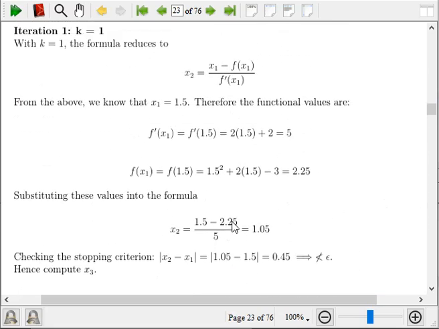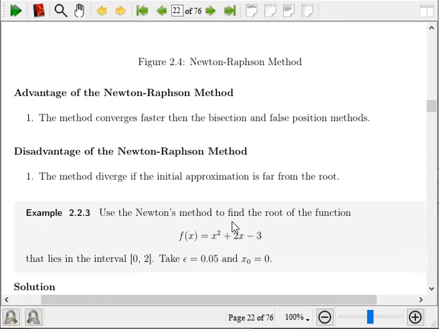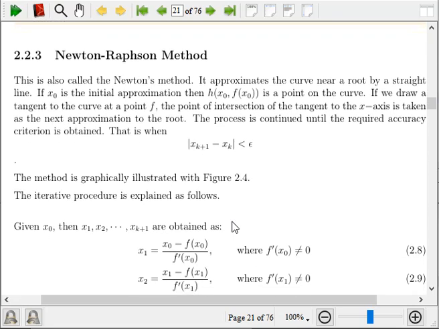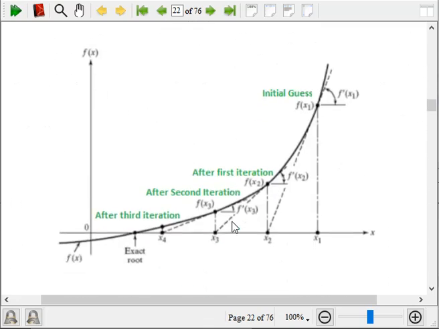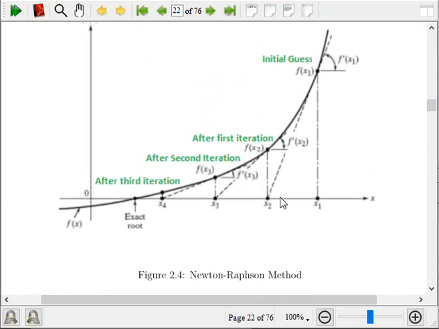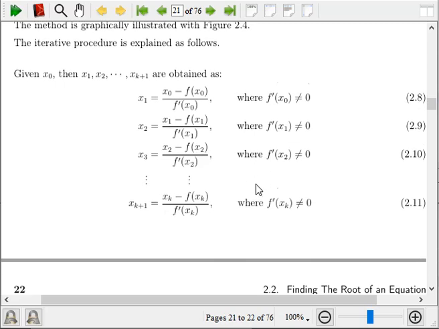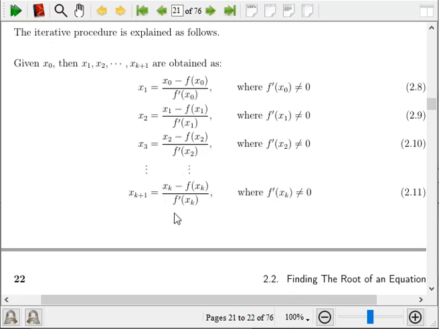Let me go over again. We started with the Newton-Raphson method, which is a tangential technique. We start with the first tangent, then the second tangent, and keep going until the interval is really small. That is the stopping criterion. The line could be approximated with this general formula. Because we start with an initial value, say x0, we start with k equal to 0 and keep going.